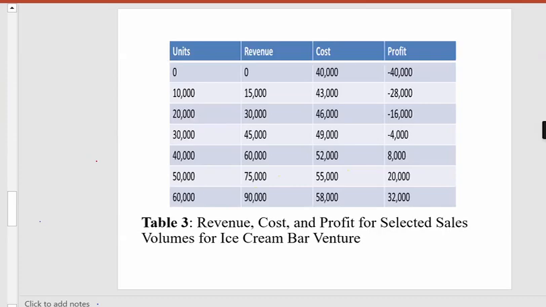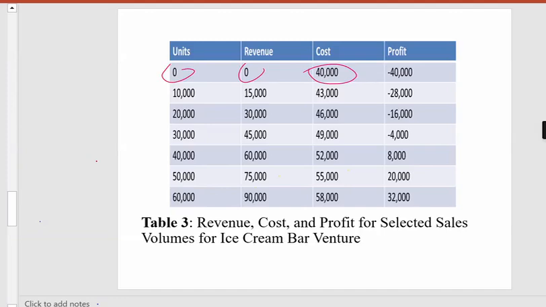Let's see this table here. Initially, if you are not producing, that means you are not getting revenue. You don't sell. But you have some investment cost. There are start-up costs, like for a project; you have invested a lot. So the investment cost can be any amount. This is just an example. This is sales for an ice cream bar venture.